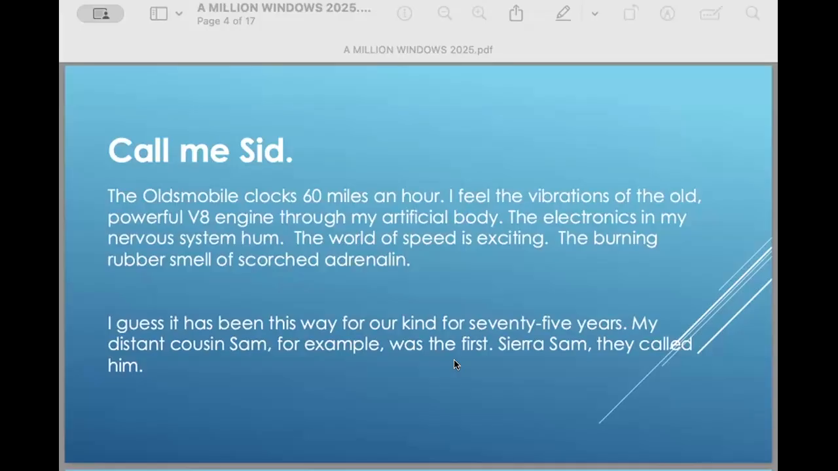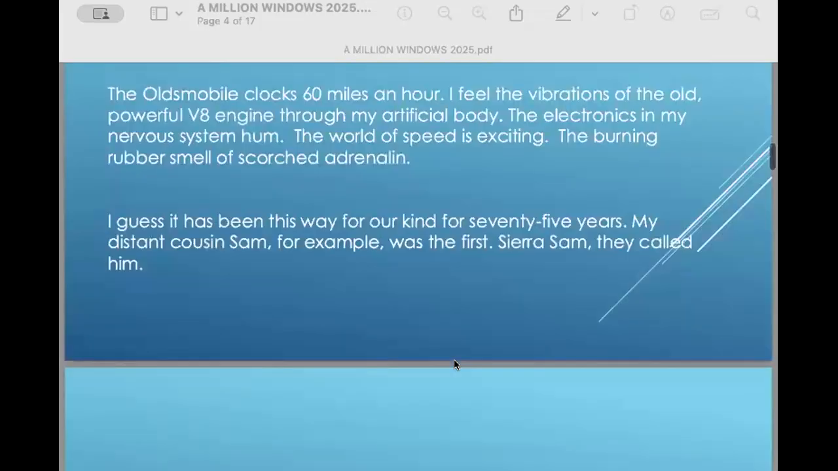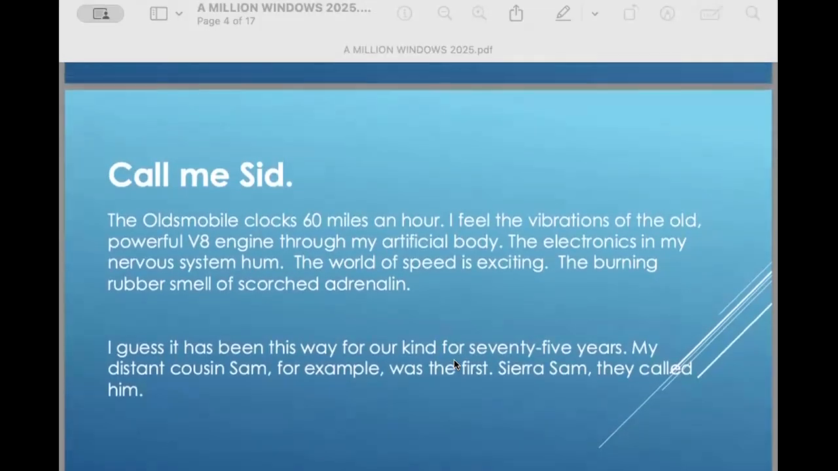My distant cousin Sam, for example, was the first, Sierra Sam, they called him, and he met his end in the air, testing pilot helmets, ejection seats, that kind of thing. They speak of him sometimes at family picnics. Out of the corner of my eye, I see the indifferent camera recording my reactions, my body. That lens captures everything, down to the last gory detail. Where will I end up this time? In a crumpled barricade, a ditch, maybe a somersault in the air?